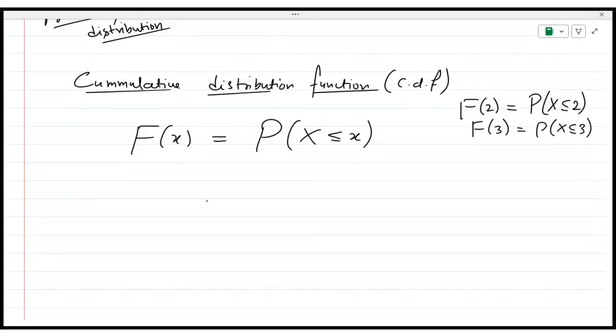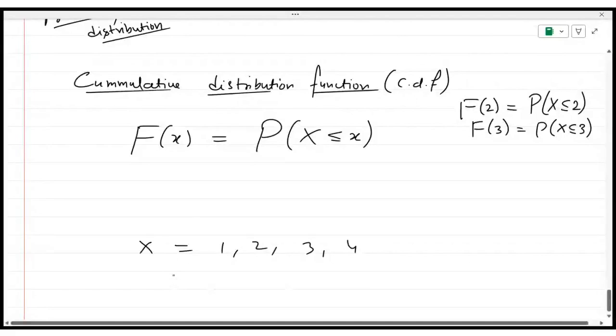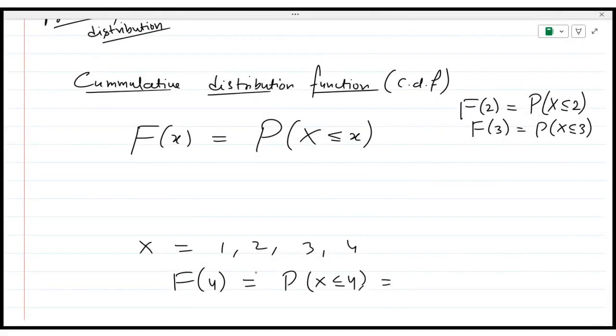Okay. Now, if it is discrete, let me explain with an example. Suppose we have a discrete random variable and its values are 1, 2, 3, 4, and you want to find F of 4. So what will be F of 4? What is the probability that X will have value less than or equal to 4? Now what are the values which are less than or equal to 4? 1, 2, 3, and 4. So you will find probability of 1, you will find probability of 2, you will find probability of 3, and you will find probability of 4.